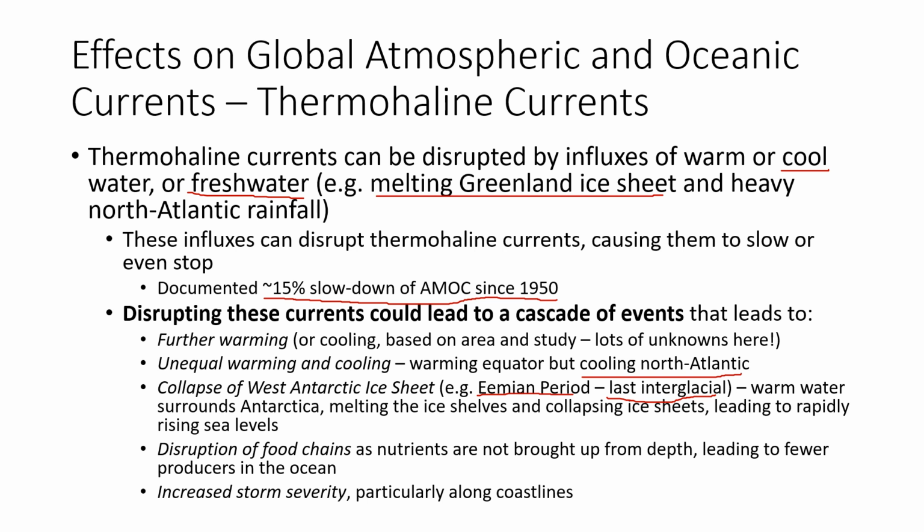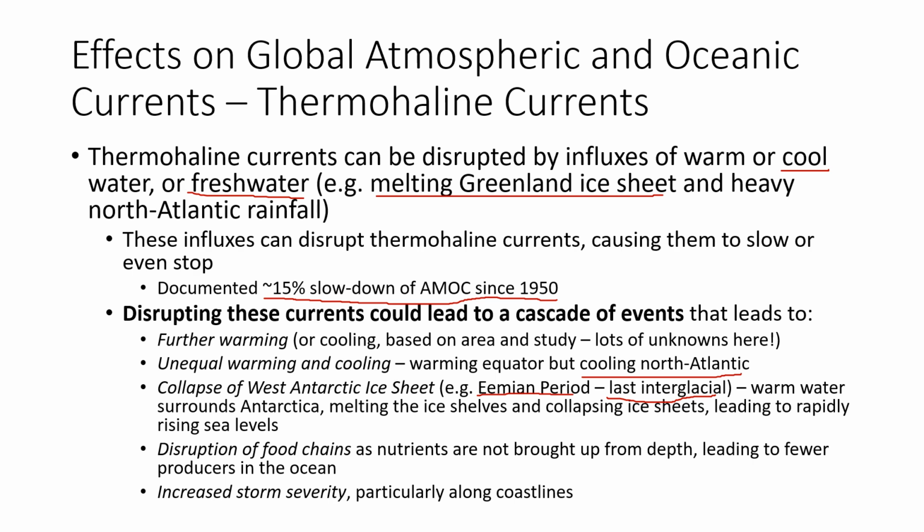Disruption of food chains as nutrients are not brought up from the depth. So we have these disruptions of upwellings, which you guys should remember from the biomes. And we may not have as nutrient-rich feeding grounds for many of the fish that we rely on, both humans and wildlife, and increased storm severity, especially along your coasts.